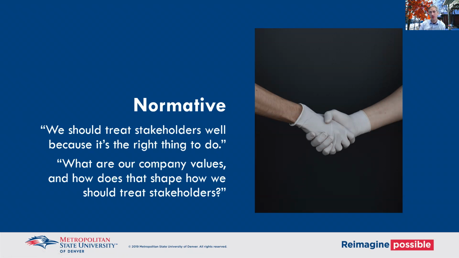Or what are our company values and how does that shape how we should treat stakeholders? In other words, what is the right thing to do according to our company? What does our company mean by the right thing to do? And then how do we do that in regards to a given set of stakeholders? And I think the COVID illustration of the image here is a good example of what I'm talking about.